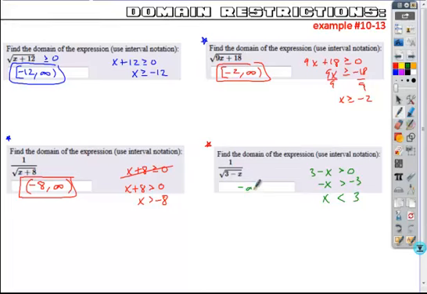That means you go from negative infinity all the way to 3. You can't include the 3 here, and you can never include the infinities. And so this would be your interval.